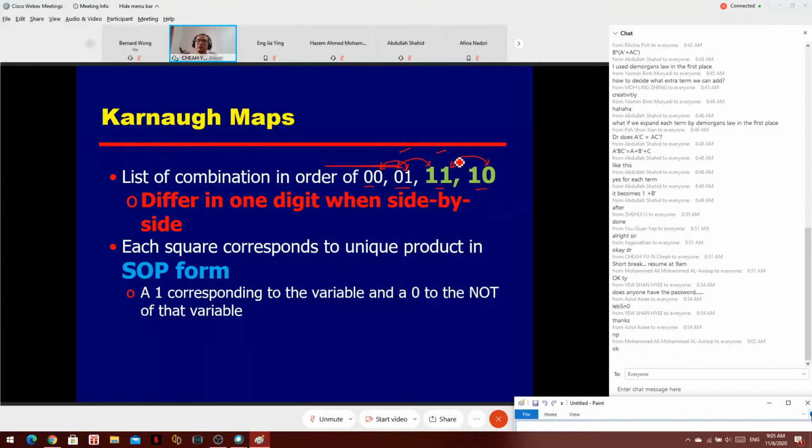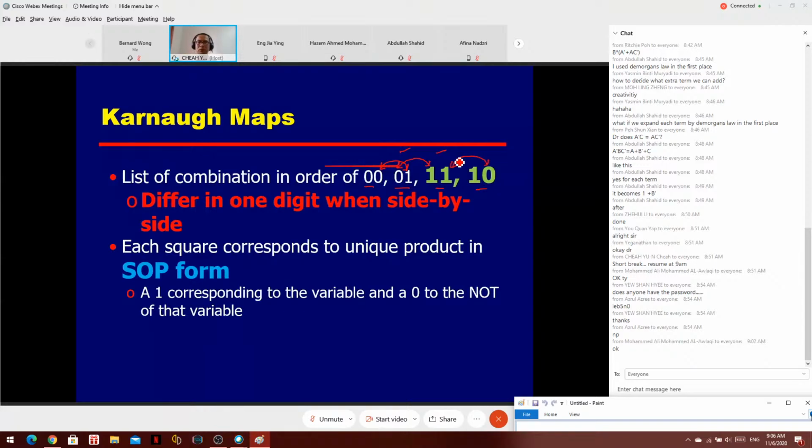If you notice, this is not according to the order of increasing value. It's not 0, 0, 0, 1, and 1, 0, 1, 1. This is not mathematics, it's not ascending order. But this is a method to arrange the variables side by side so that they differ in one digit. So remember, Karnaugh maps is always 0, 0, 0, 1, then 1, 1, then only 1, 0. Very important to remember this when we solve problems using Karnaugh maps.